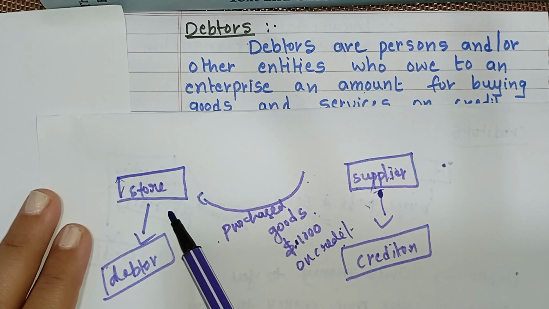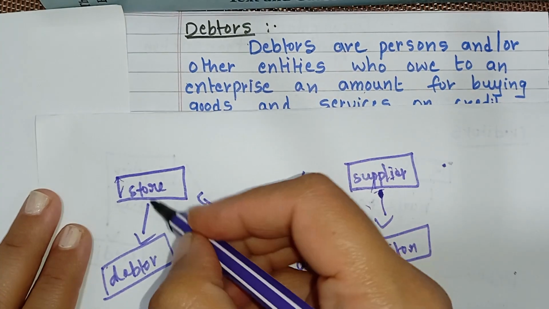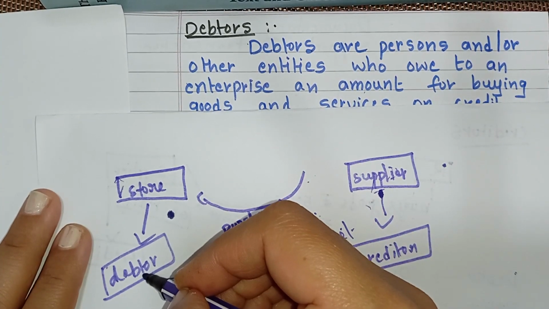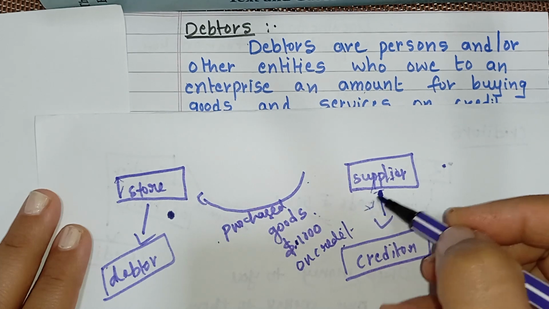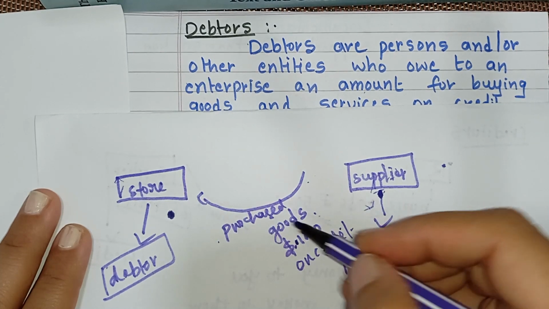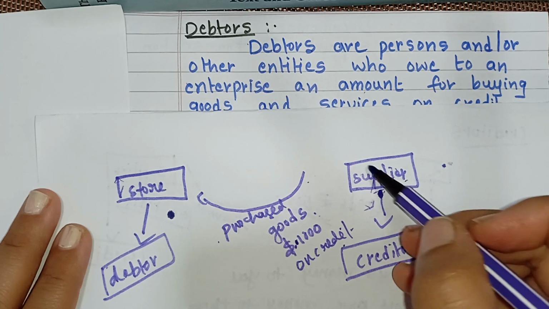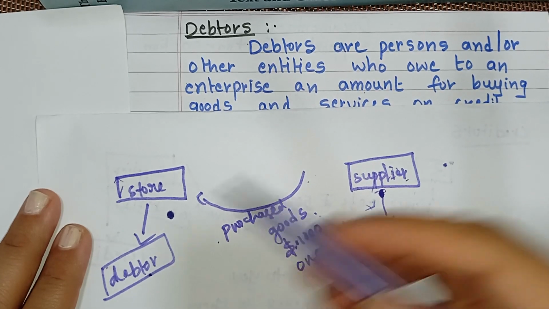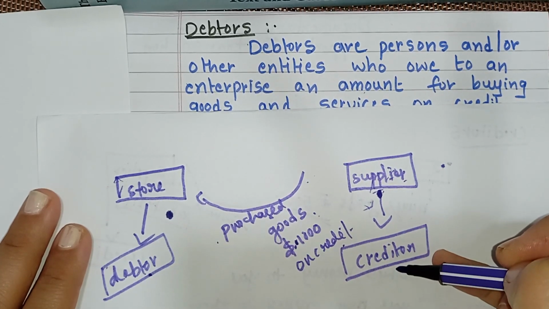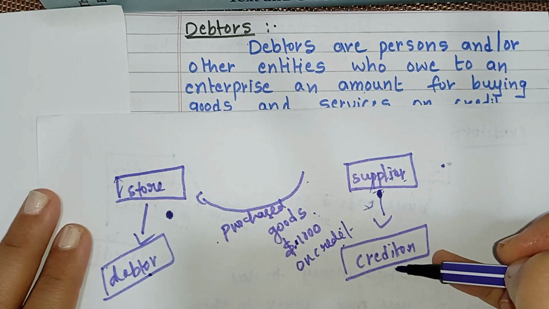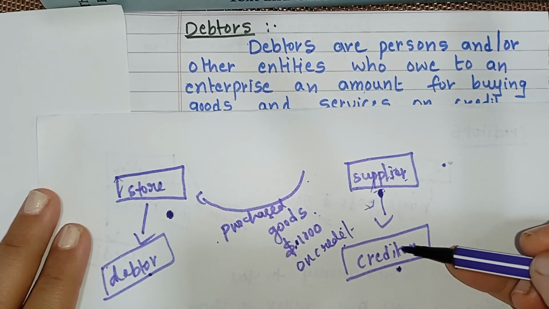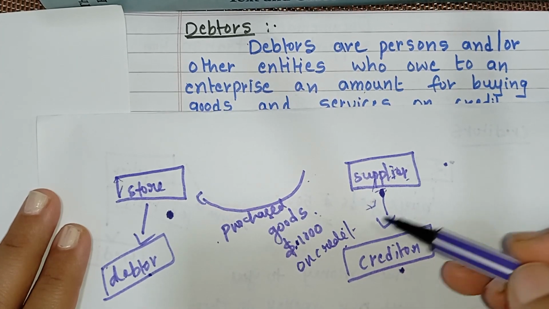Here the store is the debtor because you owe rupees 1000 to your supplier, since you have purchased the goods worth rupees 1000 on credit from the supplier. The store becomes the debtor and the supplier becomes the creditor, because they are expecting to receive rupees 1000 from you.